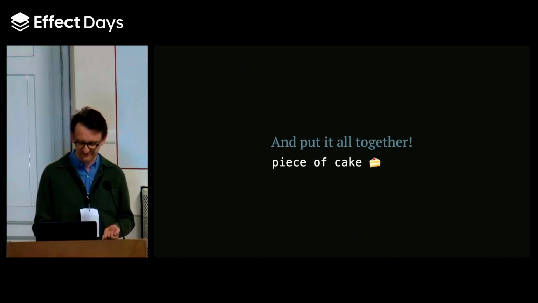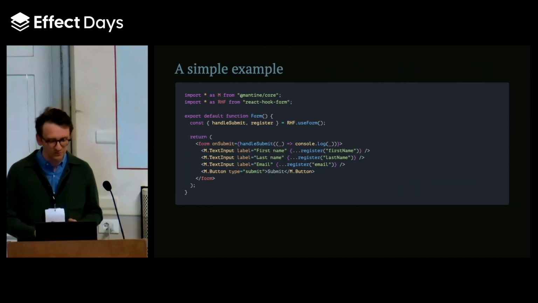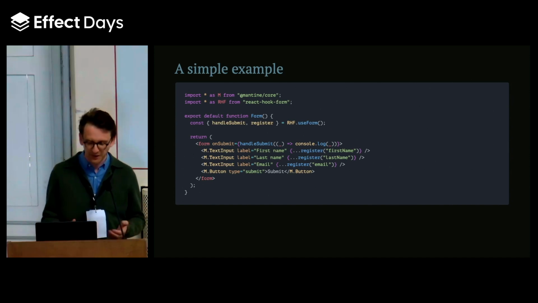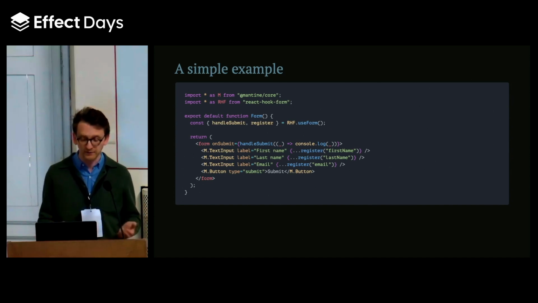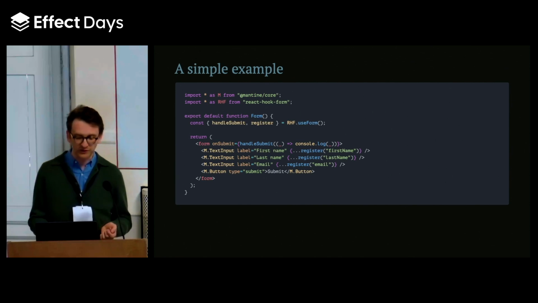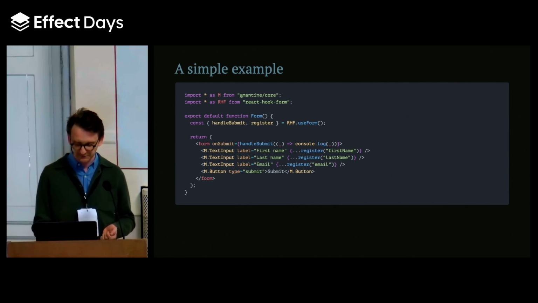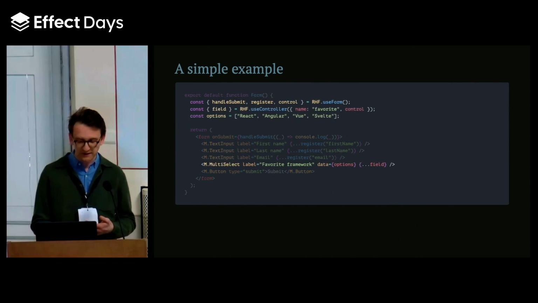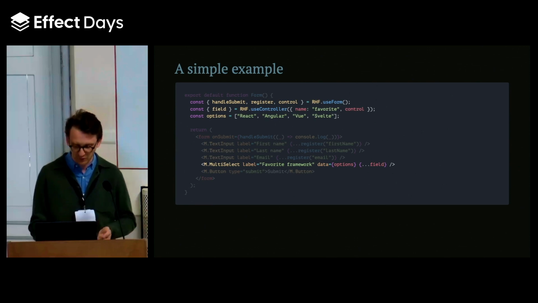Or is it? So we're going to build a simple example together. And we're going to use React Form for that, and Mantine as a component library. And this is coming almost straight out of the React Form documentation. So this is a very simple form with 3 inputs: first name, last name, email, and a submit button. Next, we want to add a multi-select input to ask the user for their favorite front-end framework: React, Angular, Vue, Svelte, whatever.